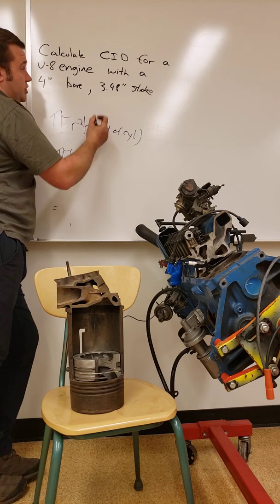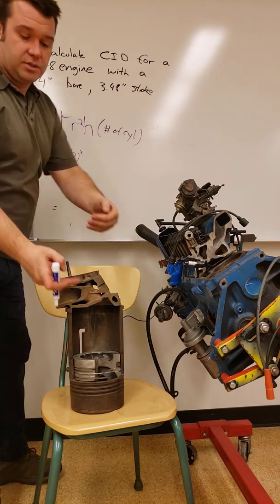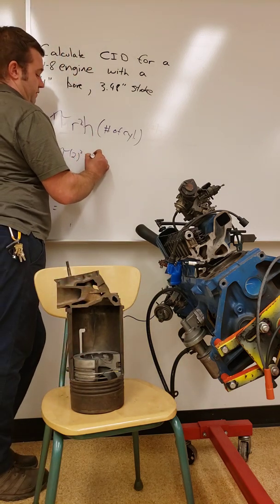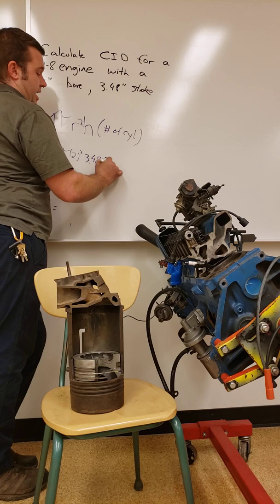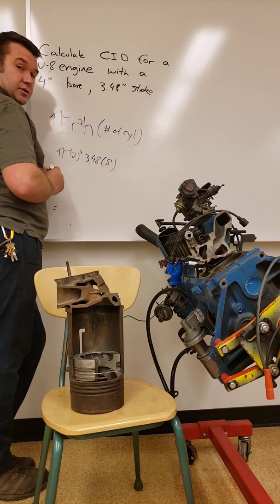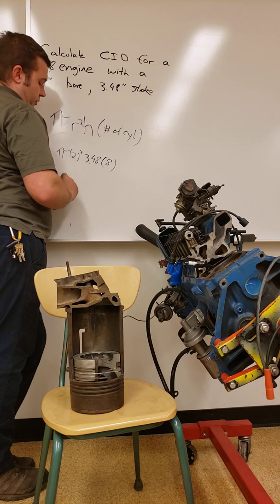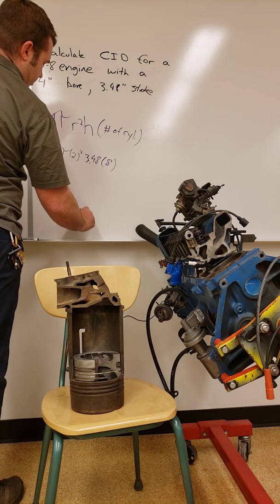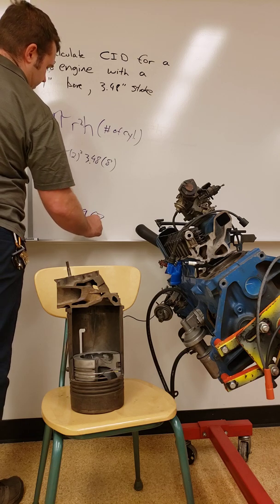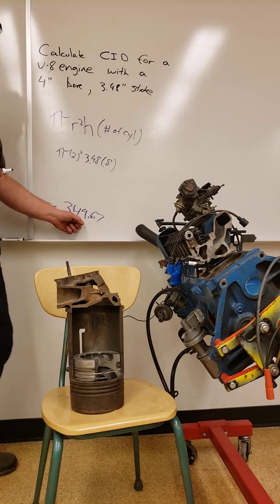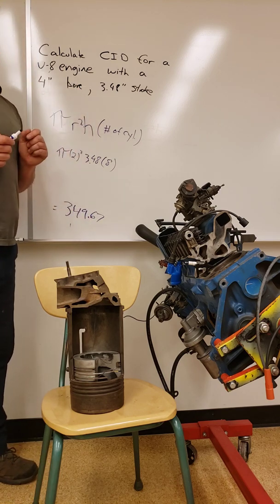And our h, our height of this cylinder, is the stroke. That's the length of travel of the piston, right? So we have 3.48, okay? And then the number of cylinders, well, it's a V8, so there's 8 cylinders, okay? And if we multiply this all out, we get something like 349.67, I believe, okay? So 349.67 cubic inches for this engine.